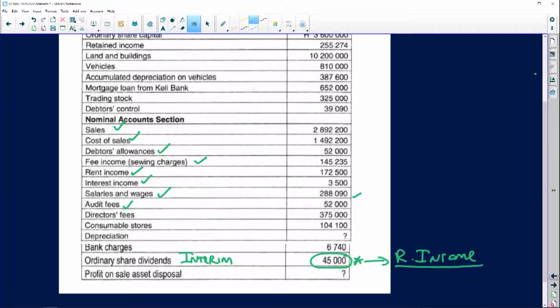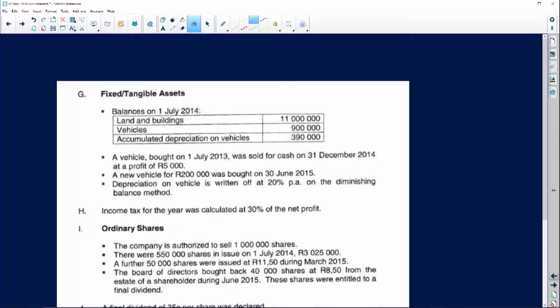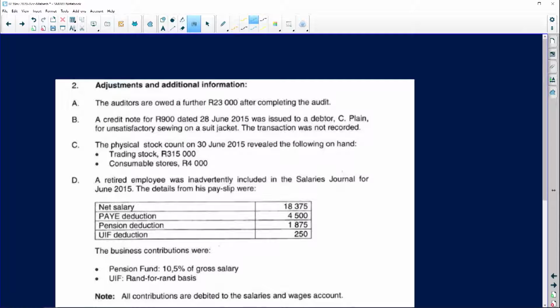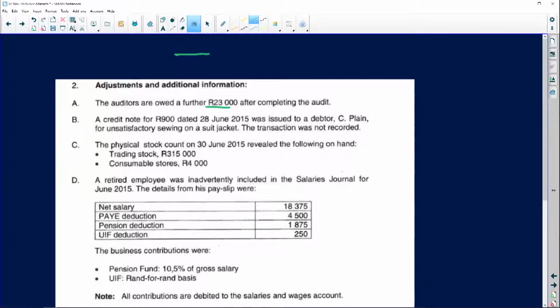Right, now that we've brought down our balances, let's now tackle our adjustments. So let's now go to the adjustments. Okay, so the very first adjustment, adjustment A, the auditors are owed a further 23,000 after completing the audit. So obviously for the current financial year. Now remember, our financial year ends on the 30th of June. So at the end of the financial year, there must have been an audit by external auditors, and the business is still owing an amount of 23,000.